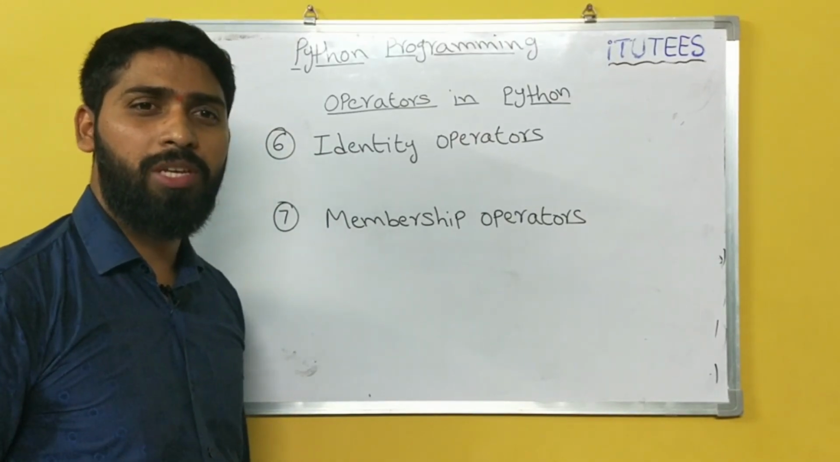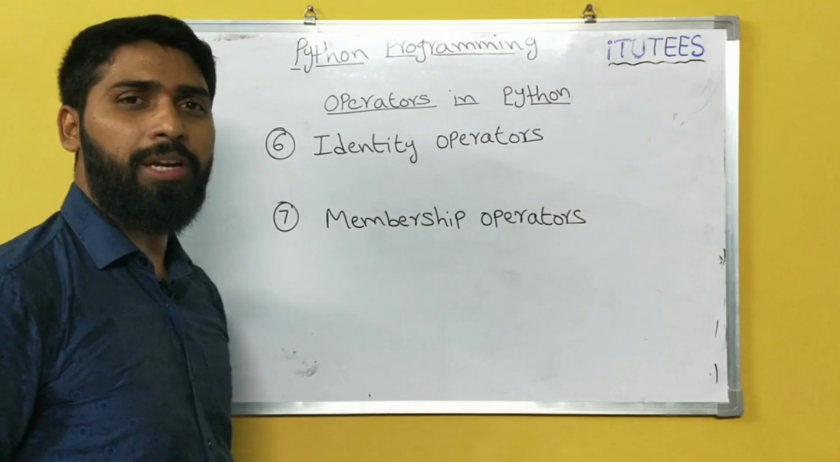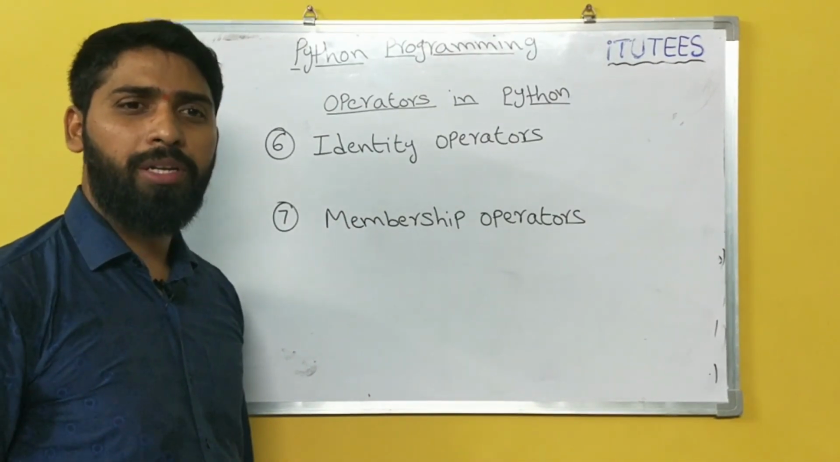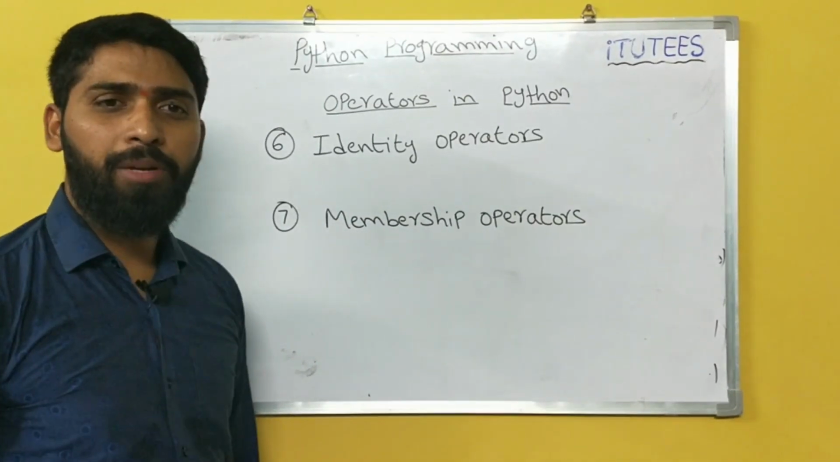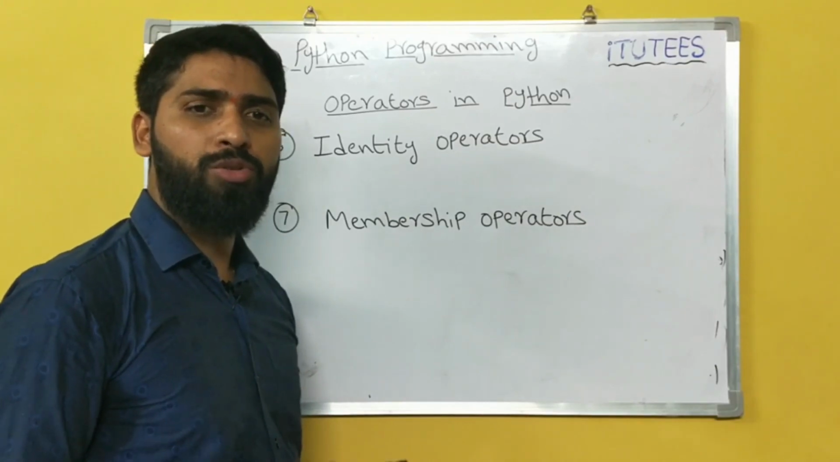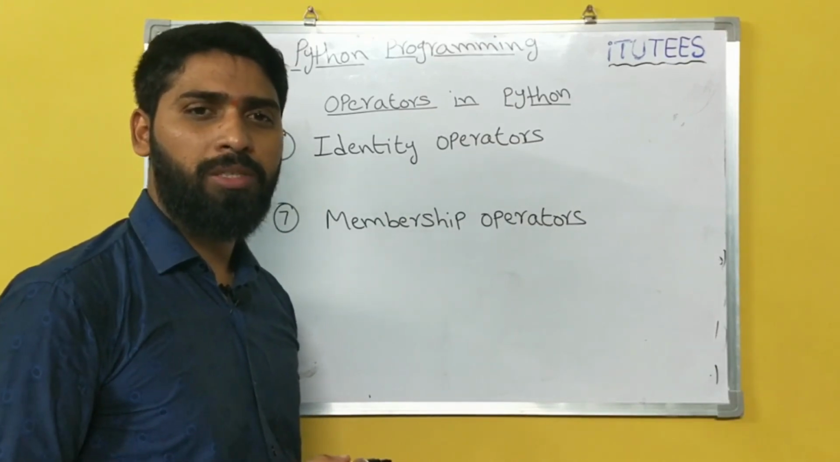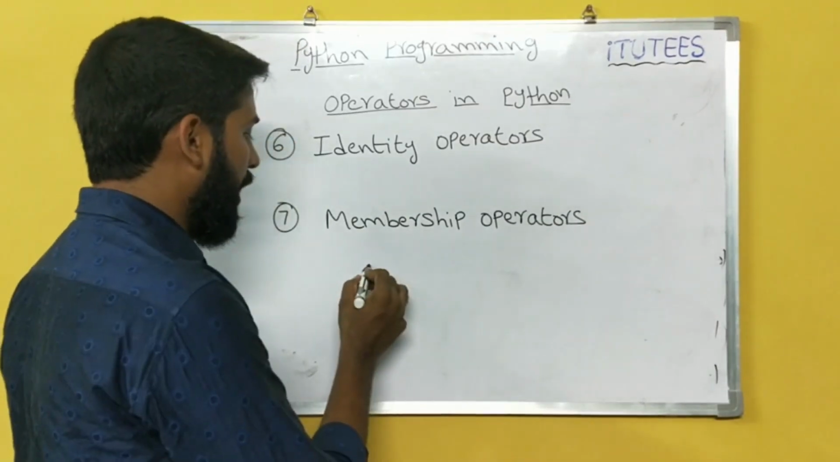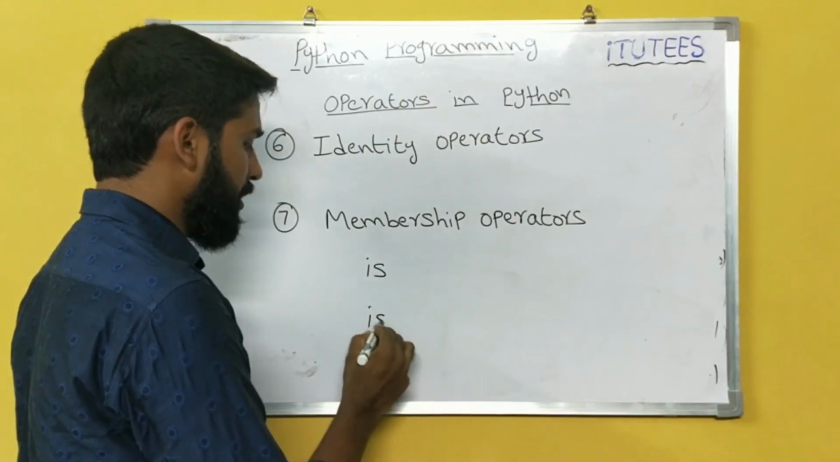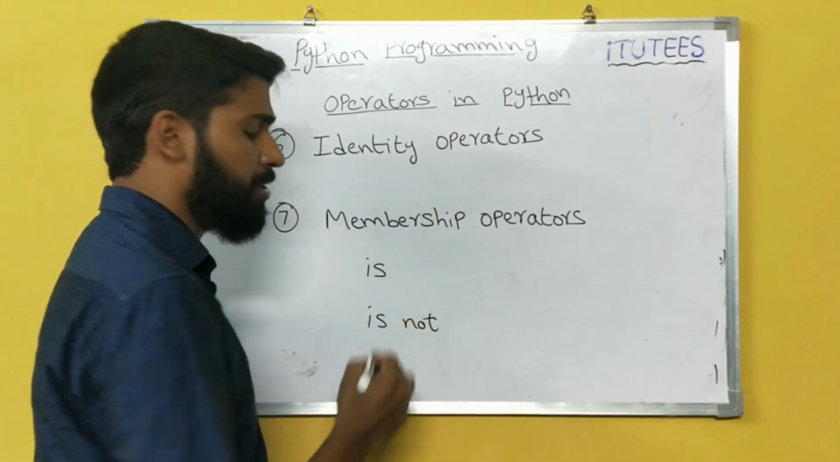So now we are going to see the identity operator and the membership operator. What do identity operators mean? Identity operators are used to compare objects. These two are the identity operators: one is "is", another one is "is not".